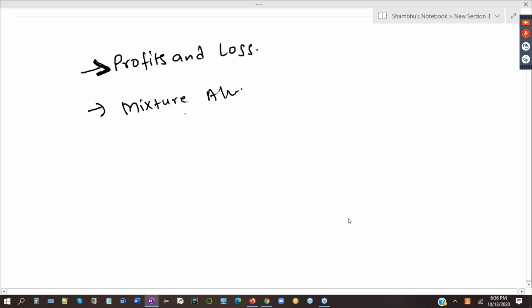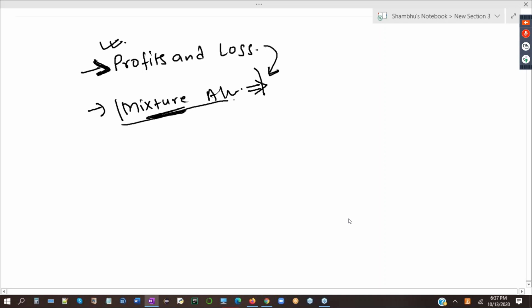mixtures and allegation. They repeatedly ask questions from this topic, and some concepts in mixtures and allegation will use the profits and loss concept. So I have to do profits and loss first. Mixtures and allegation is more important.